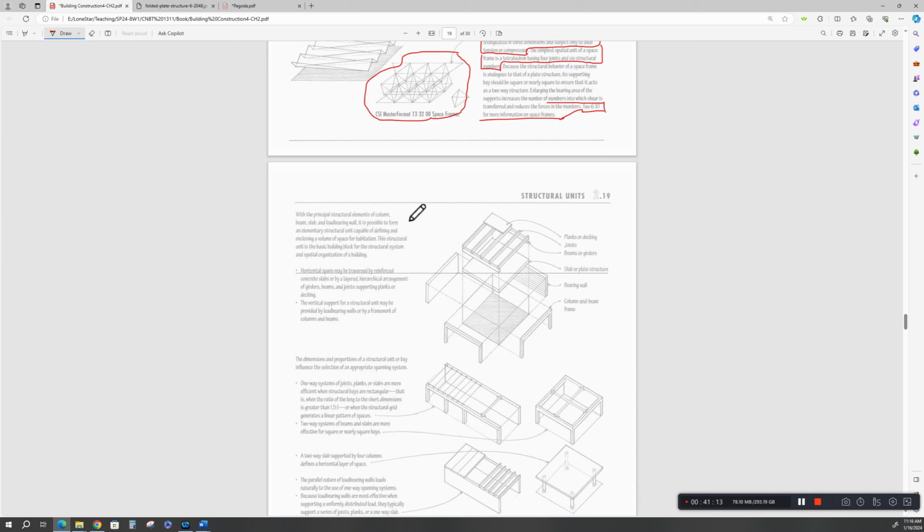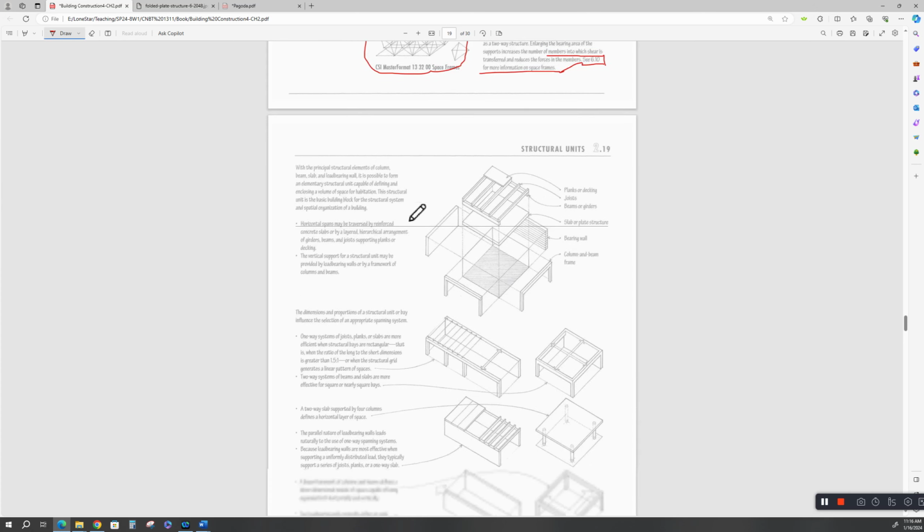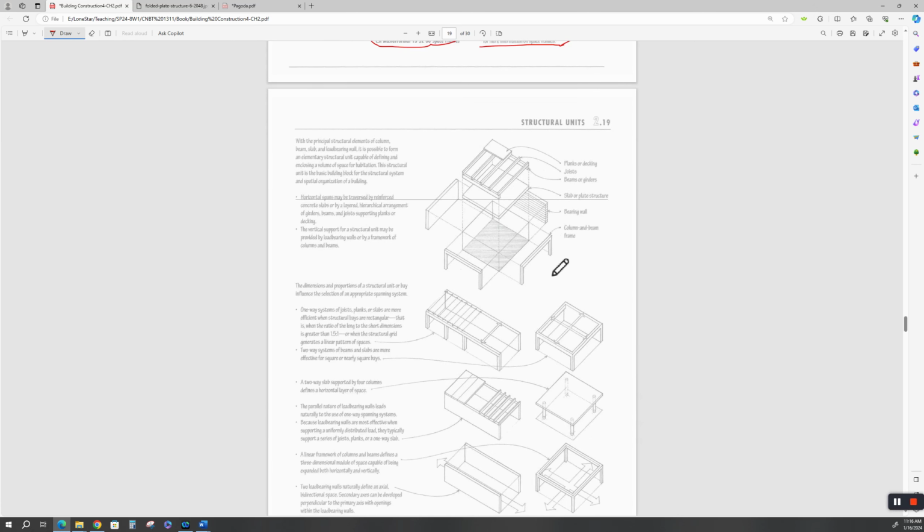Structural units, more definitions. You always start with the top and work your way down. What's it going to look like? Planks or decking. This could be a flat roof, or it could be a second story. Then you have your floor joist or your roof joist.